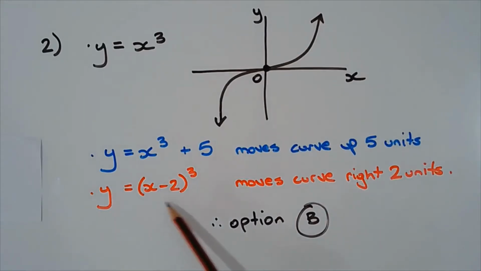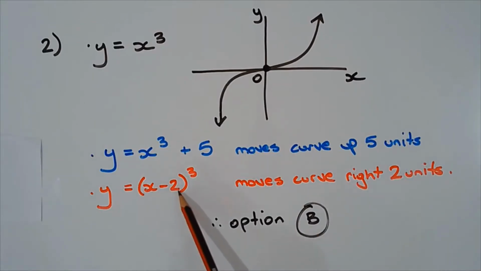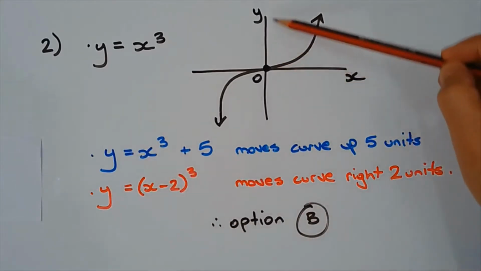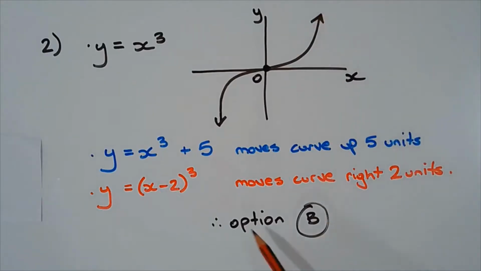y equals (x minus 2) all cubed moves the curve to the right 2 units. And we can find that by solving the equation x minus 2 equals 0, so x equals 2. So that's a horizontal translation to the right of 2 units. And if we combine the two, of course, we get the curve moving upward by 5 and then to the right by 2. So the answer is option B.